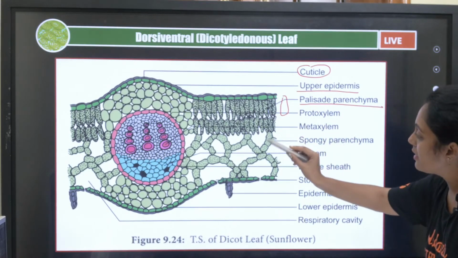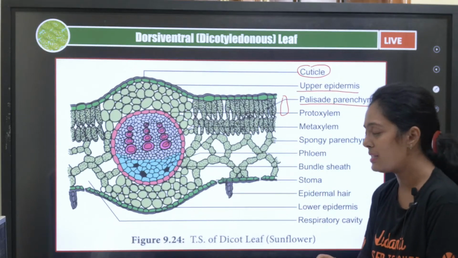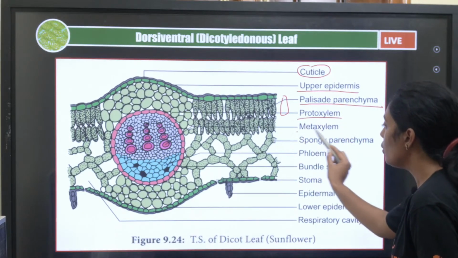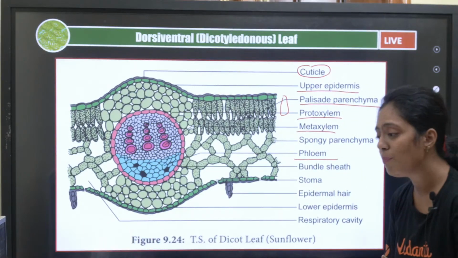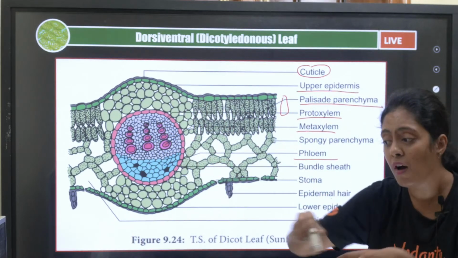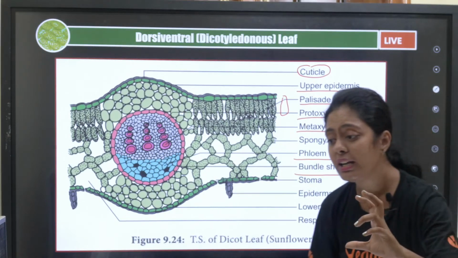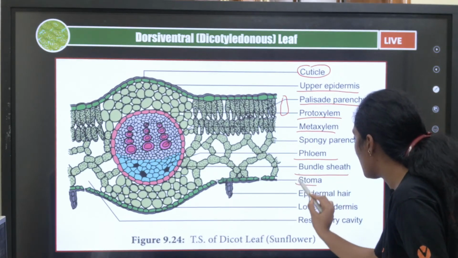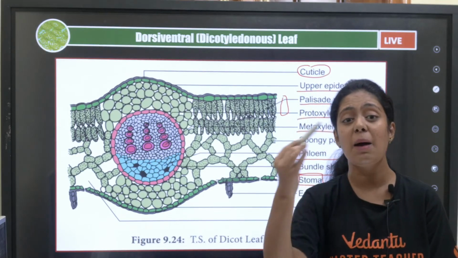Okay, then you have, this is your vascular bundle. How is the vascular bundle here pasangla? So you have protoxylem, you have metaxylem, okay, and then you have your phloem. And very important thing, this entire vascular bundle is covered by cells called bundle sheath. Okay, and I already told you, on the lower surface you have stoma. So what is stoma? It is nothing but your stomatal apparatus.